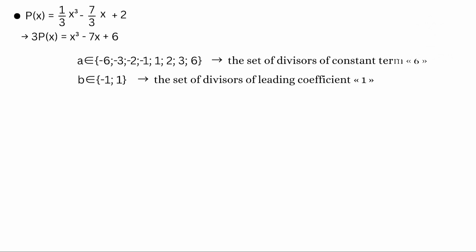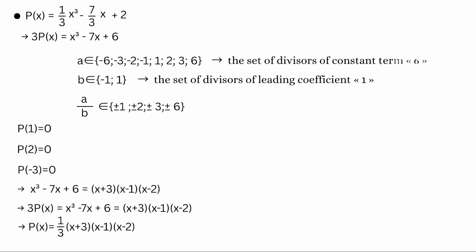Then we divide A by B to get all candidate roots, and we substitute them into the polynomial to find the actual roots. So the roots are 1, 2, and minus 3. Therefore, P of x equals 1/3 times x plus 3, x minus 1, x minus 2.